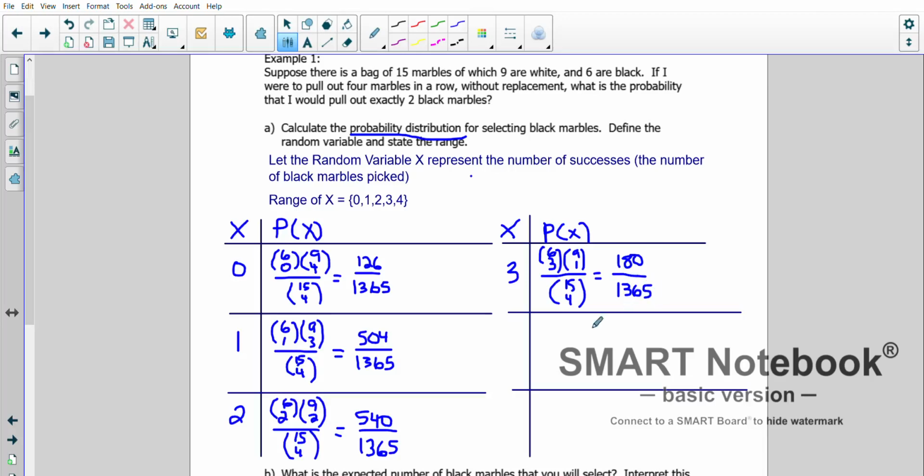Very rarely will you be asked to do the whole probability distribution. You can imagine if I asked something like this on a test, this is very time consuming, so you might just be asked to do part of a probability distribution. But we've got lots of time right now, so we'll go through the whole thing. So here we go. What is the probability that you get really lucky and you pull out all 4 black marbles?